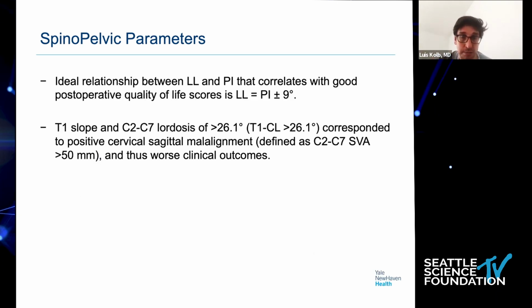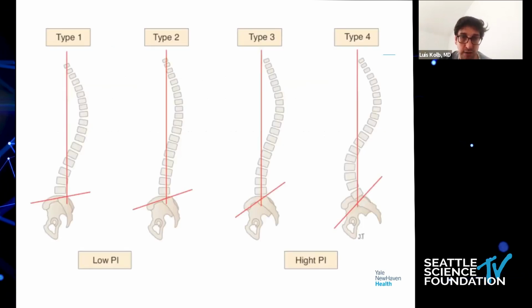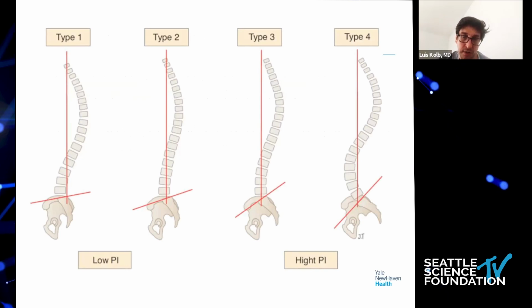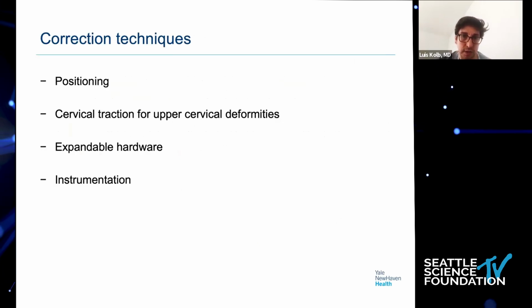The ideal relationship of lumbar lordosis is plus minus 9 degrees from the pelvic indices, and a T1 slope and C2-C7 lordosis about 26 degrees or so, which corresponds to positive surgical misalignments and thus worse cervical outcomes. This is just to show that not everybody's built the same, so having different pelvic incidence will affect the overall balance of the spine, with a higher pelvic incidence needing higher lumbar and at times thoracic kyphosis and lordosis to compensate for the incidence as well.